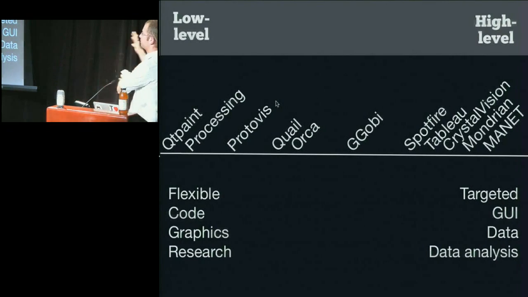And as we move across, we kind of move up into systems that start to have more pre-built components. So GGobi, you can't create a new type of graphics in GGobi. You can just use the existing ones that are built in. And then as we move further and further up, we get more and more polished GUIs. So things like Tableau or Spotfire, Mondrian or Manet. These are really targeted towards specific types of data analysis.